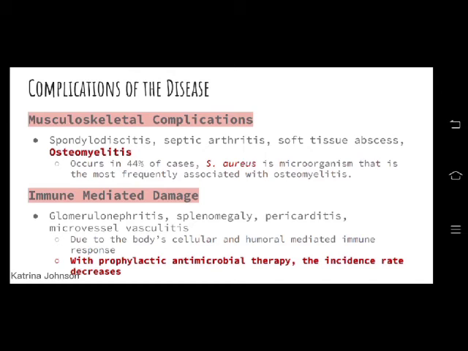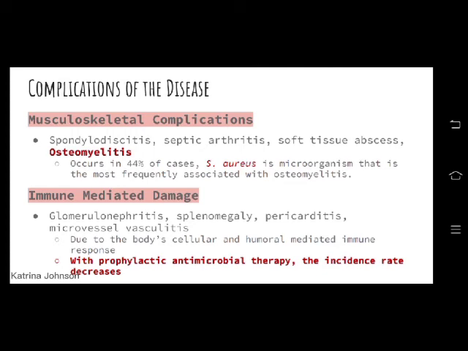However, in current medicine, with antibiotic prophylaxis and therapy in infective endocarditis patients, the incidence of glomerulonephritis has actually decreased by about 4.5%. But at least there's been a decrease, so that shows potential. Now for splenomegaly, obviously it's the abnormal enlargement of the spleen. Because it's enlarged, it presents a risk of rupturing, which is another problem for a patient.